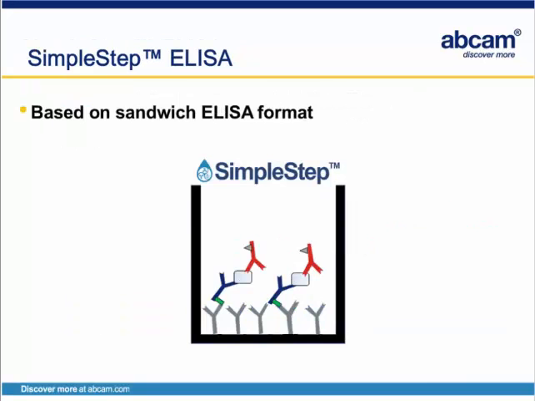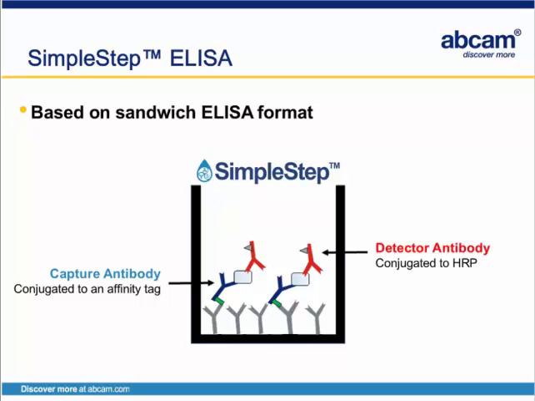The SimpleStep ELISA follows the exact same methodology and is based on the sandwich ELISA format. A SimpleStep ELISA utilizes a capture antibody that is conjugated to an affinity tag and a detector antibody that is conjugated to HRP. Together, these two antibodies complete the sandwich ELISA.